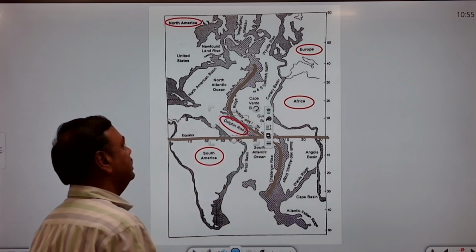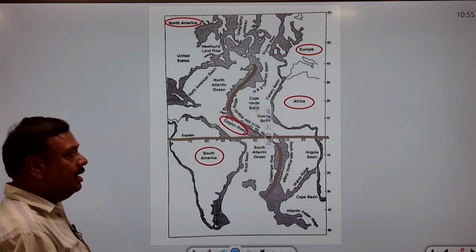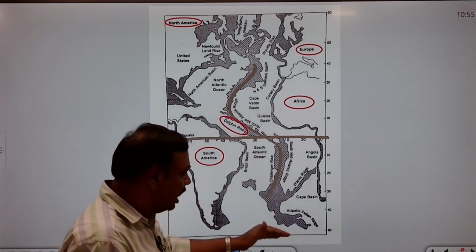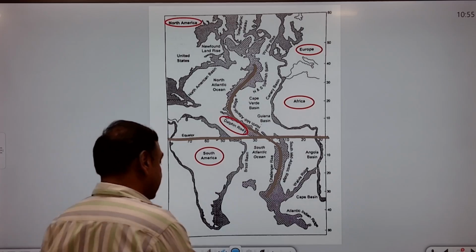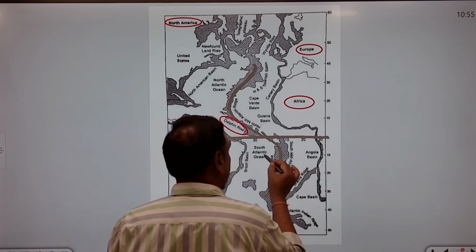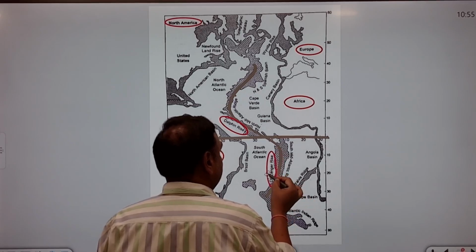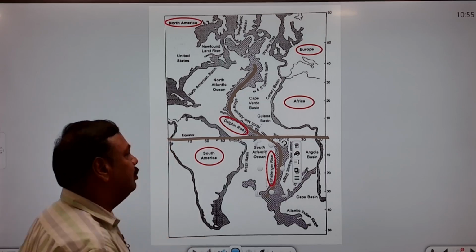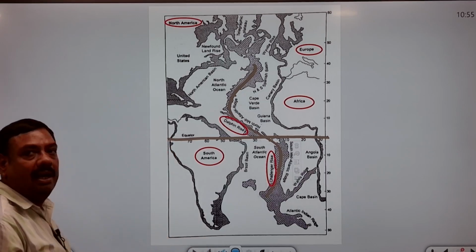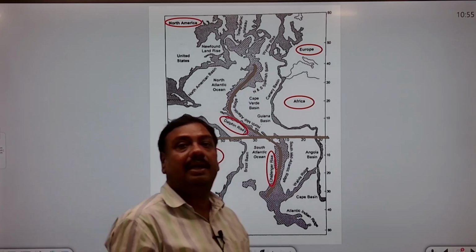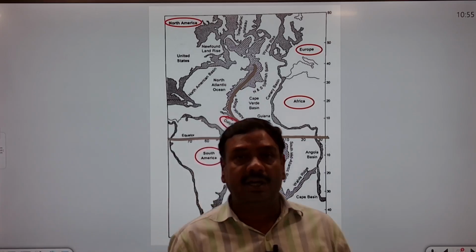It has been called Dolphin Rise. And the second part, which is to the south of the equator, is called Challenger Rise. So we have two parts of this Mid-Atlantic Ridge. This Mid-Atlantic Ridge has been divided into two parts.